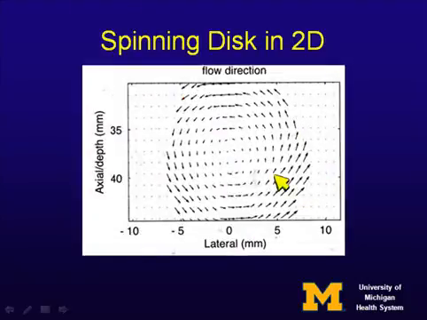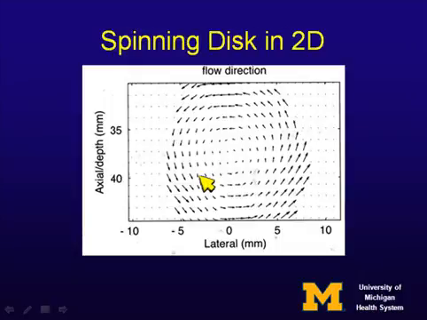And this is what this looks like. You can resolve the velocity components at every position, and this is very much what one would expect to see. As you get further from the axis of rotation, these vectors get longer because the radial velocity gets longer as you move away from the axis of rotation.